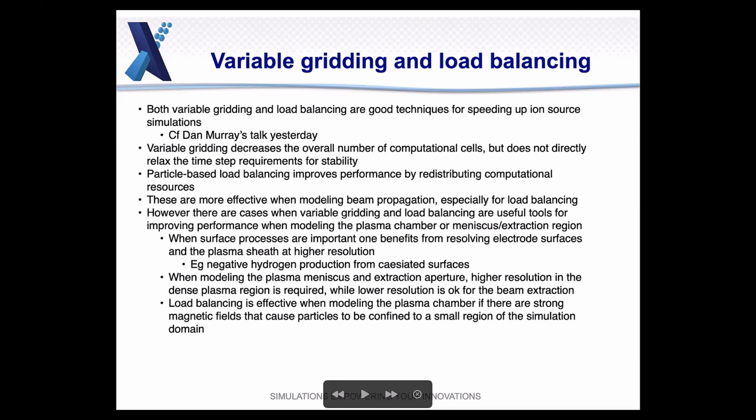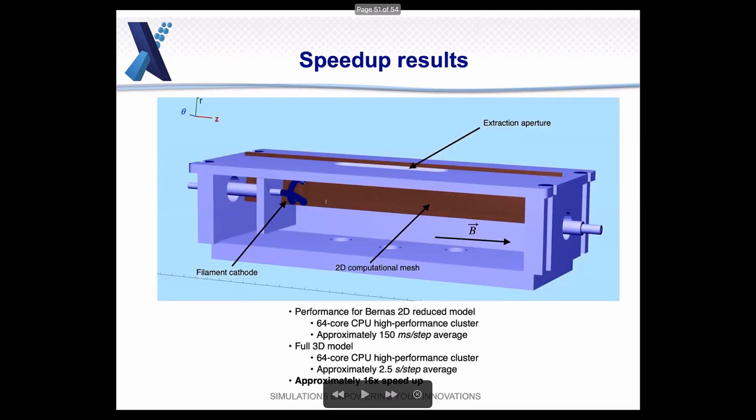So there are cases where it will help you, but primarily this is useful for looking at the extraction. And again, variable gridding, as Dan Faircloth said, is important when you're looking at the meniscus formation, where you have plasma and extraction. You want to have a variable grid near the plasma, and not so much when you're actually propagating the beam outwards.